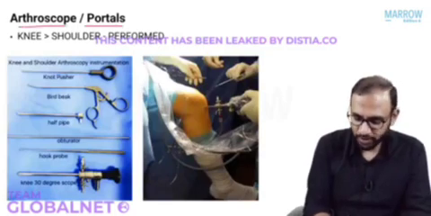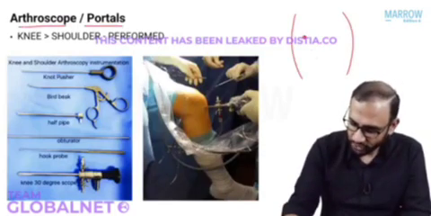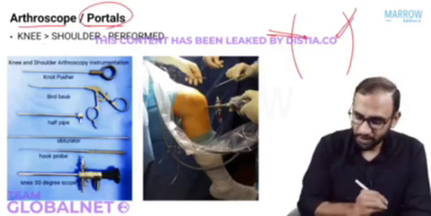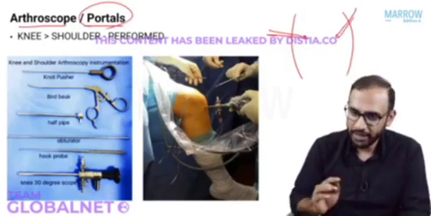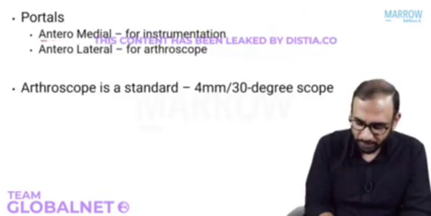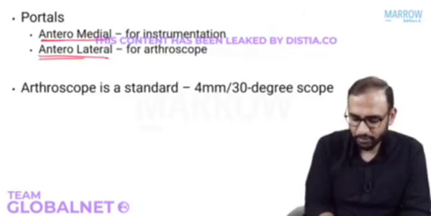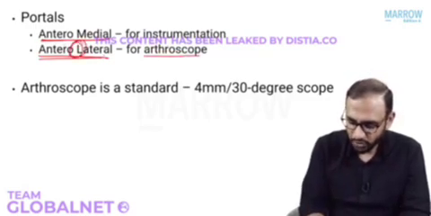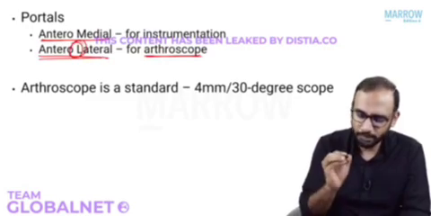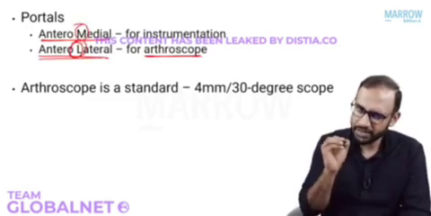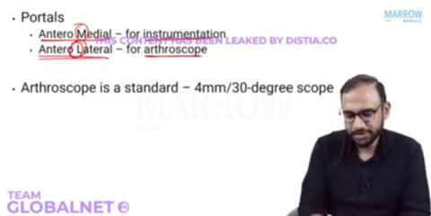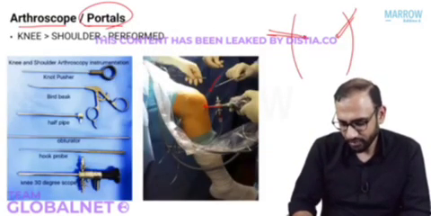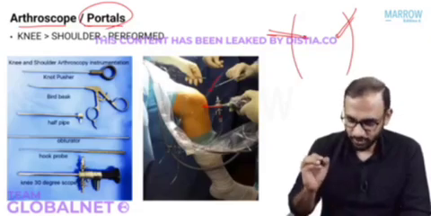Arthroscope and portals. See the holes that we make in the joint to pass the scope and the instrument is known as portals. Okay, for knee you make two standard portals, anteromedial and anterolateral portals. Remember, anterolateral portal is for looking, so you will pass the arthroscope. And anteromedial portal is for mechanical instrumentation, so you will pass the instruments.